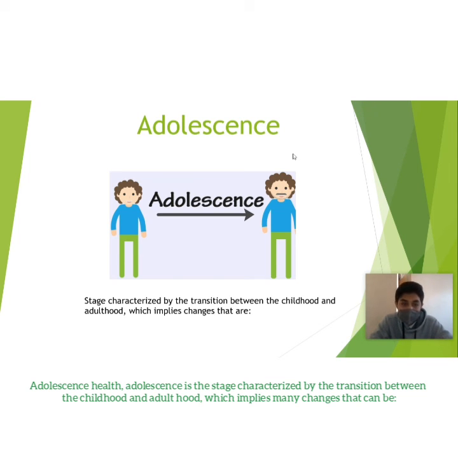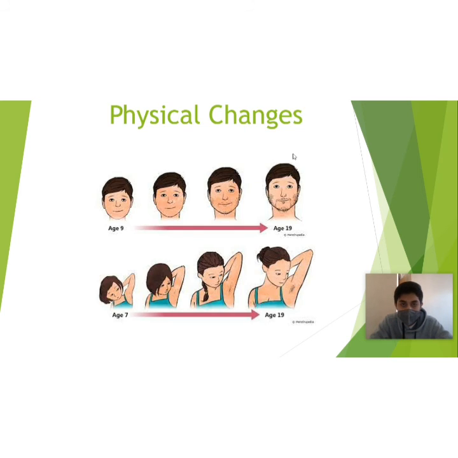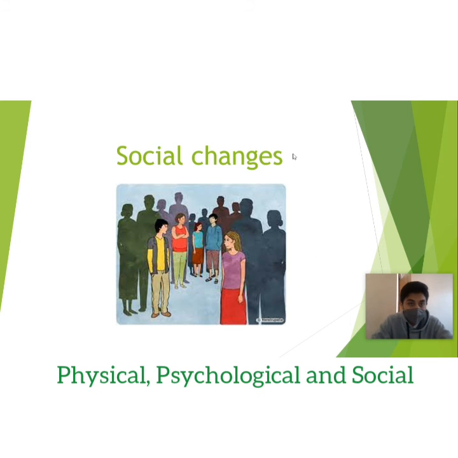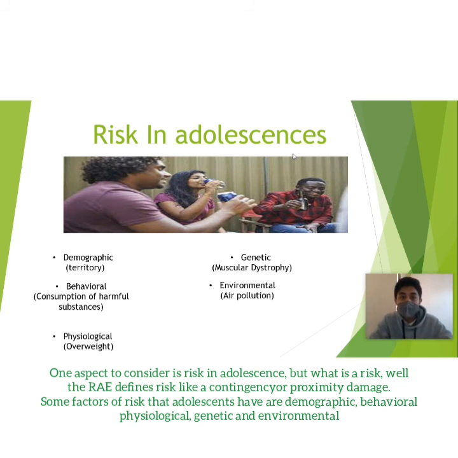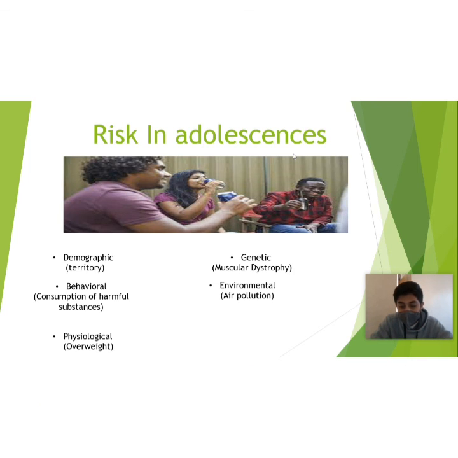Adolescent health. Adolescence is a stage characterized by the transition between childhood and adulthood, which implies many changes that can be physical, psychological, and social. One aspect to consider is risk in adolescence. What is a risk? The Royal Spanish Academy defines risk as a contingency or approximate damage. Some risk factors that adolescents have are demographic, behavioral, physiological, genetic, and environmental.